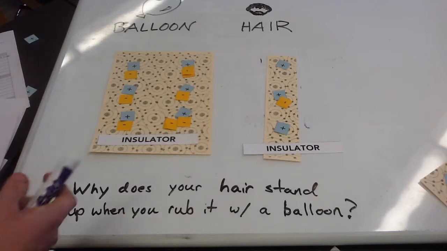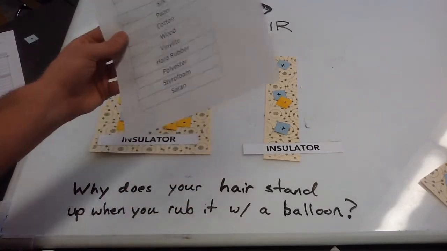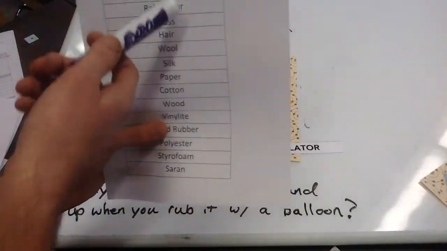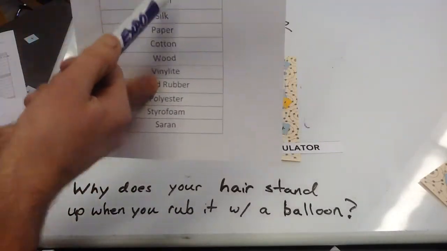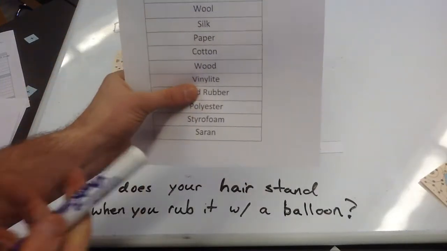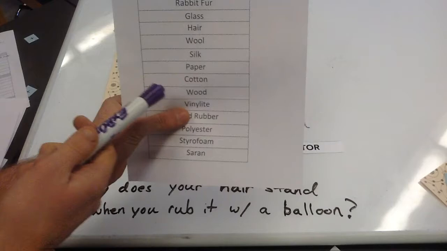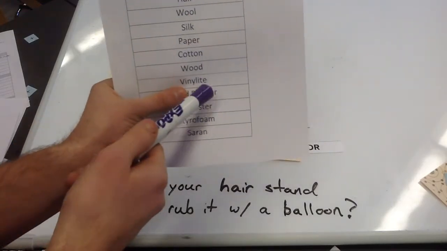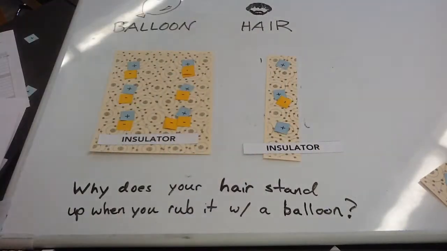And why do the electrons go from the hair to the balloon? Well, we'd look at our triboelectric series here. And so as we go further down this list, these objects have a higher electron affinity, which just means that these objects further down want electrons more. So here I have hair and I have rubber, and so when I rub these two materials together, the rubber is going to get the electrons.